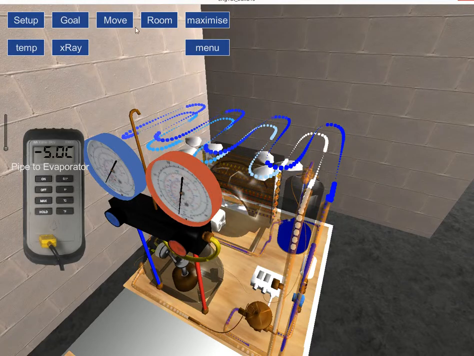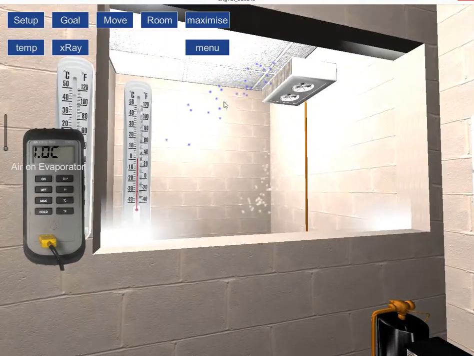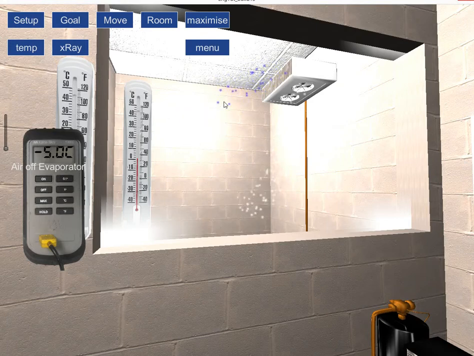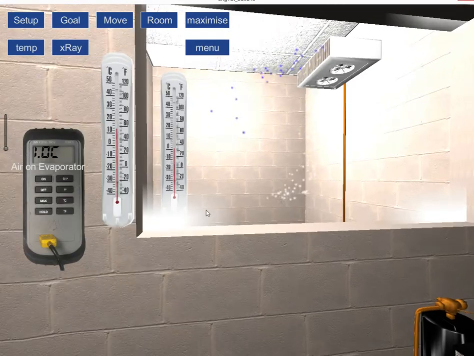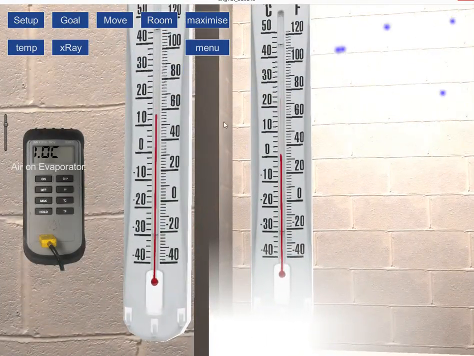But the only way you could have known this is by looking in the room, and we can check the temperature of the gas going off the evaporator that's getting blown off it, and then the gas going onto it is 1 degree, which is the same as the pipes. And we can also see this by looking at our thermometers here. This one's inside the room and this one's outside of the room.